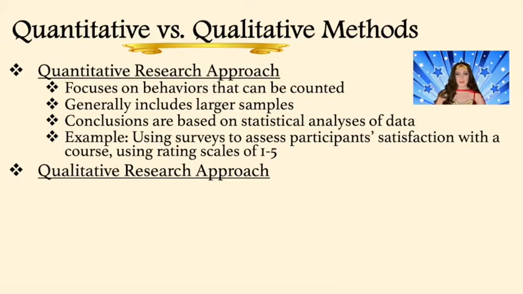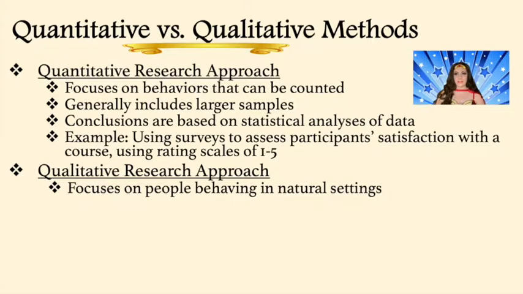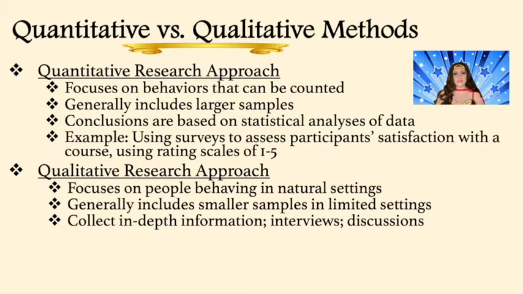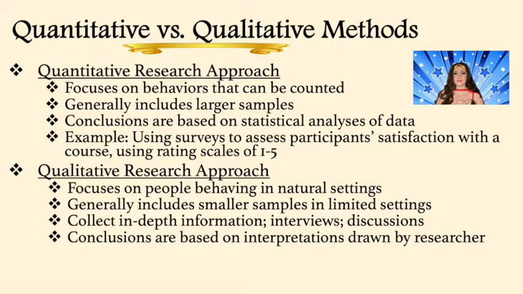Qualitative research, on the other hand, focuses on people behaving in natural settings, and it generally includes smaller samples given the fact that you are in a limited setting. The other difference between quantitative and qualitative is that the qualitative research approach is interested in collecting in-depth information on a smaller group of participants. So you can think of things like interviews or discussions. Even something like a focus group would count as a qualitative research methodology. And in qualitative research, the conclusions are based on the interpretations drawn by the researchers.